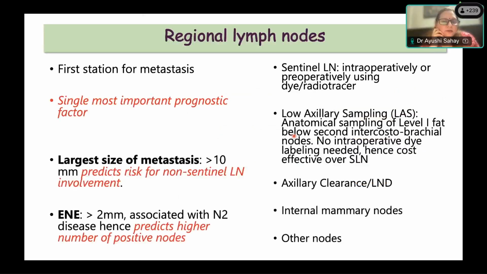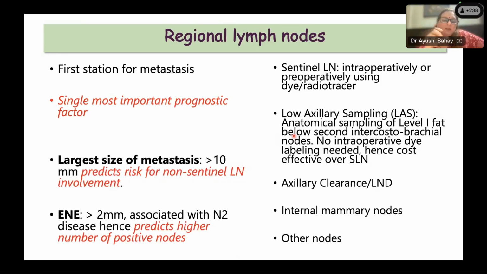So regional lymph nodes are the single most important prognostic factor. As we all know, in our MCQs it is always asked which is the most important prognostic factor. It is the involvement of the regional lymph nodes. It is the first station for metastasis, and the presence of the largest size of metastasis more than 10 mm predicts the risk for non-sentinel lymph node involvement.